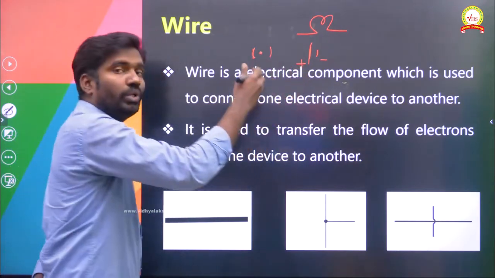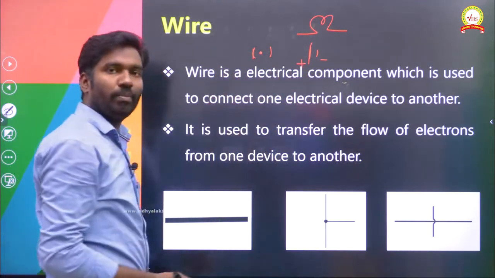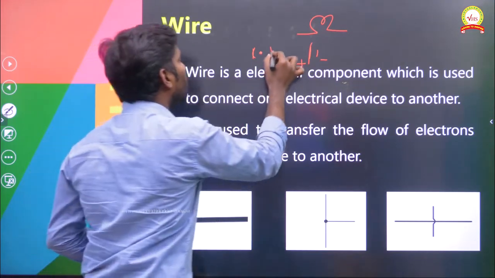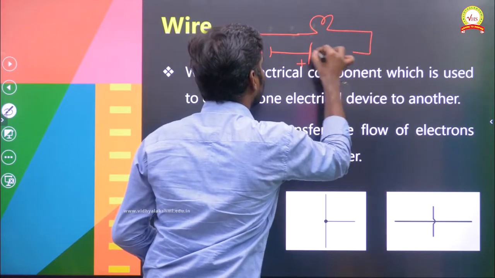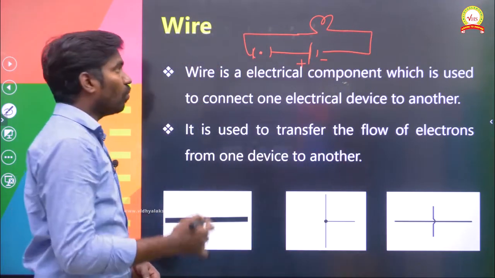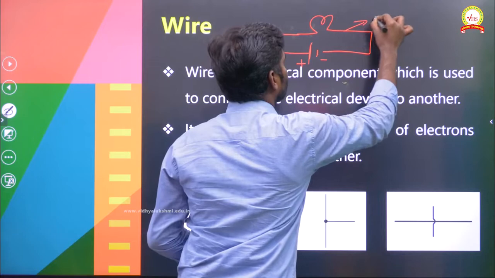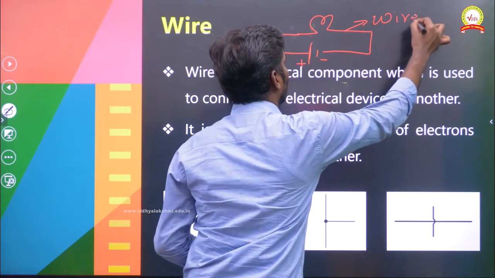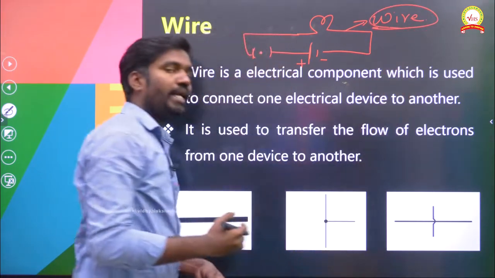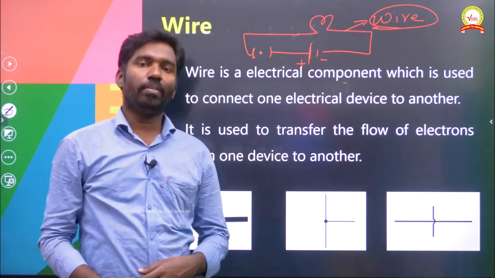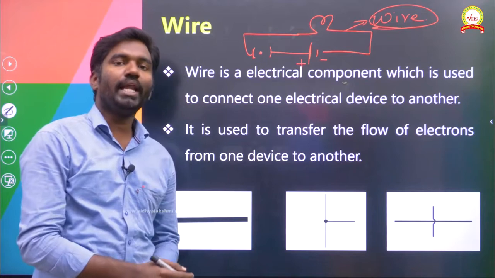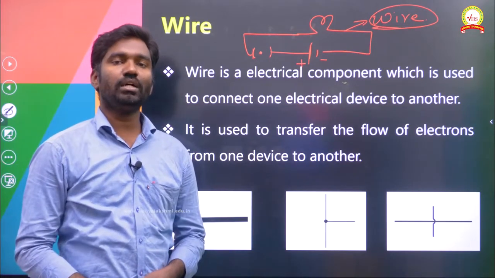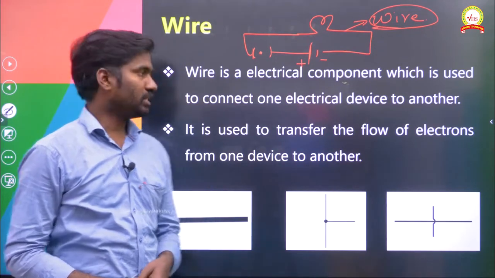So if I need to turn on the bulb, before that we need to connect all the electrical appliances from one terminal to the other terminal. So by using what are we connecting this? By using the component called a wire. So a wire is an electrical component which is used to connect one electrical appliance to another electrical appliance, right?